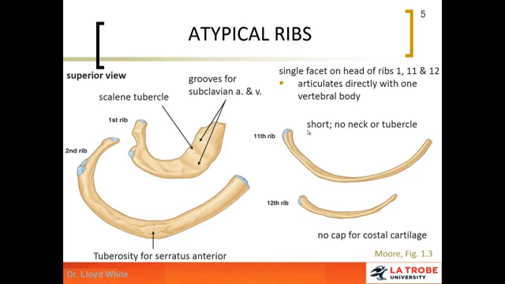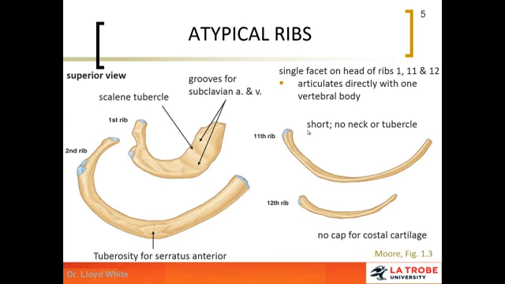It's also worth pointing out that most typical ribs will attach in between two adjacent vertebrae. So they will articulate with the intervertebral disc and then a little bit with the vertebral bodies either side of that intervertebral disc, and this will end up forming demi-facets. We'll look at these in a little bit more detail in a later slide.